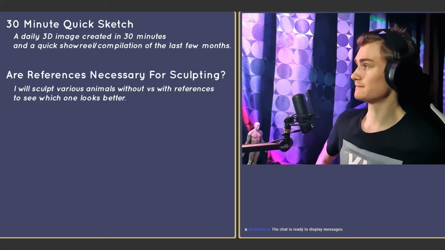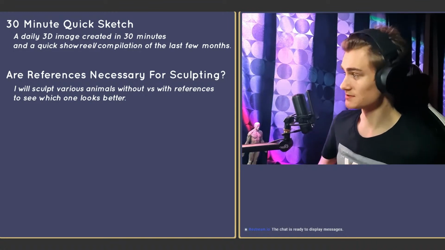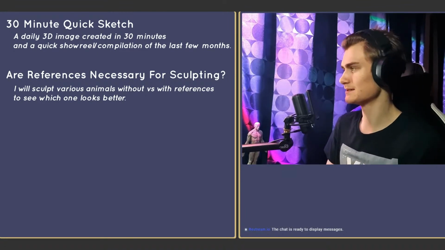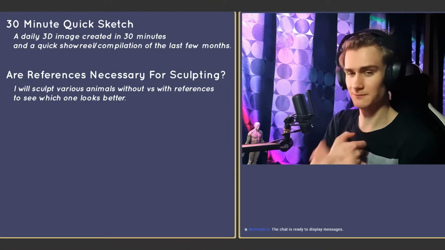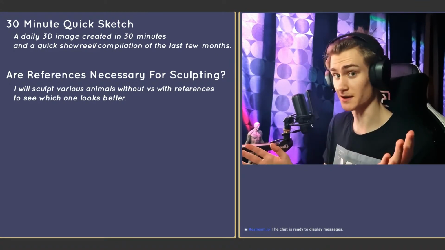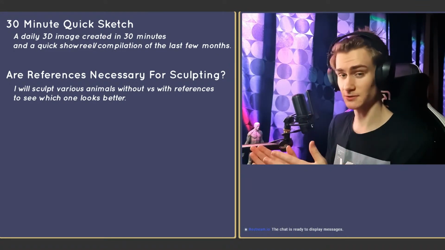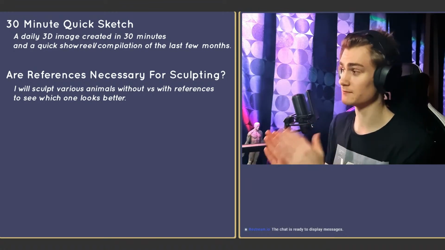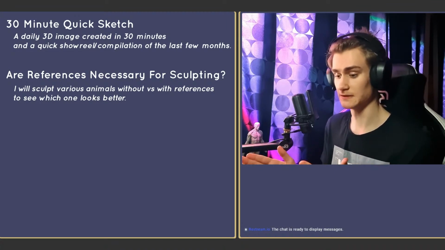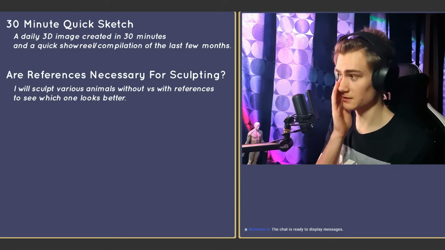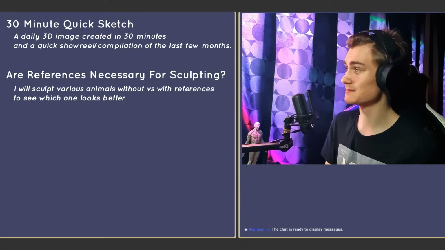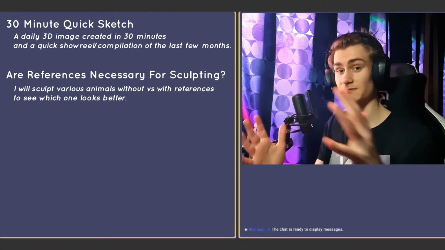What I want to do today is answer the question: are references necessary for sculpting? The main idea was to go to a website that can give you a random animal, and then I'm going to sculpt it without references first. Then we're going to look at references, take the best reference, and sculpt a second version with references to see which one looks better. I think the answer is quite simple, but I still want to see the difference between the two.